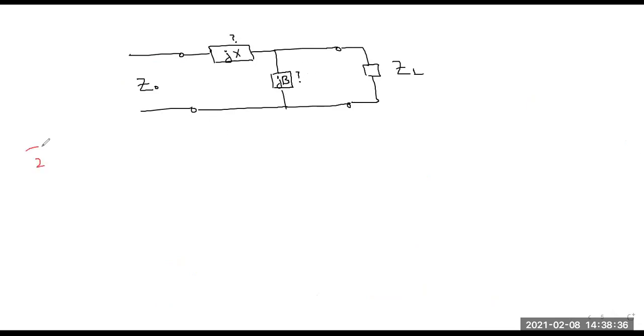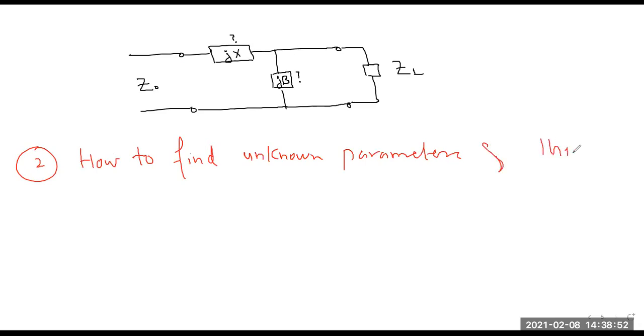So now the question is how to find the unknown parameters of this network using the Smith chart.